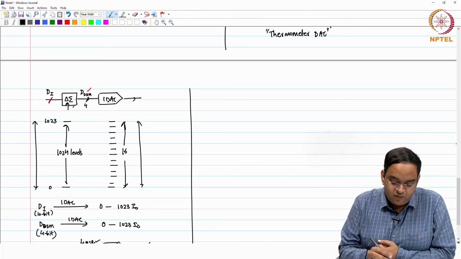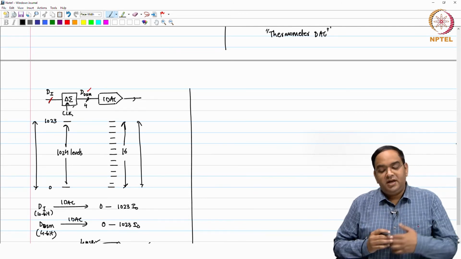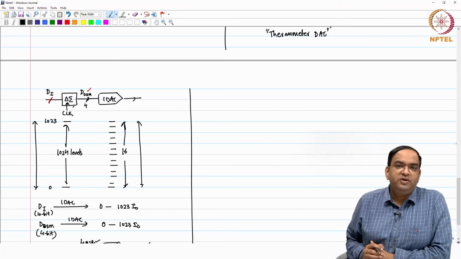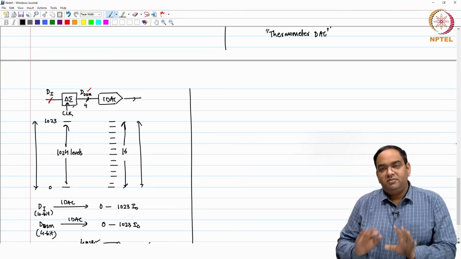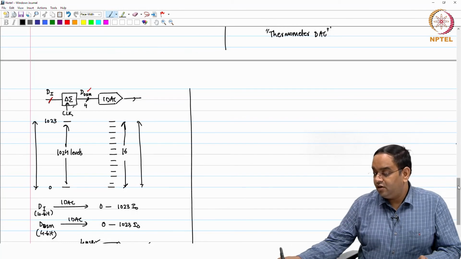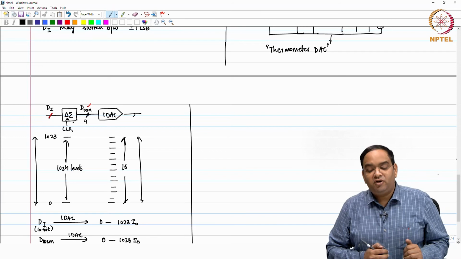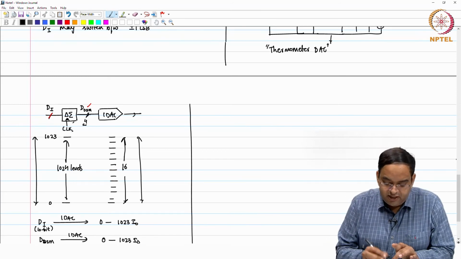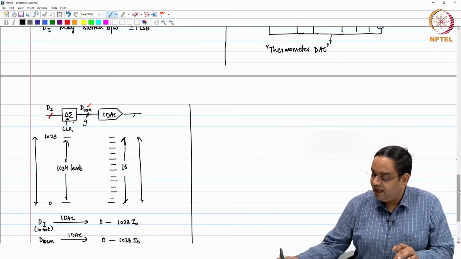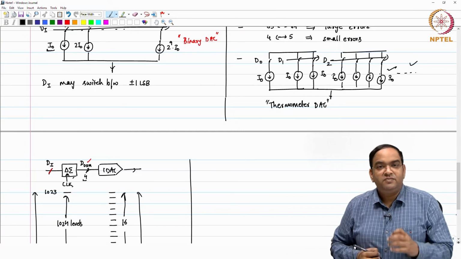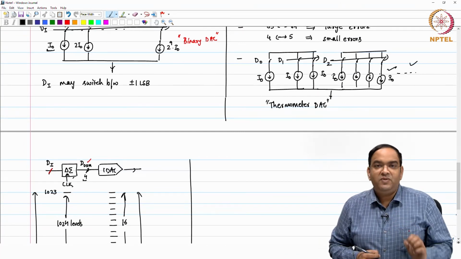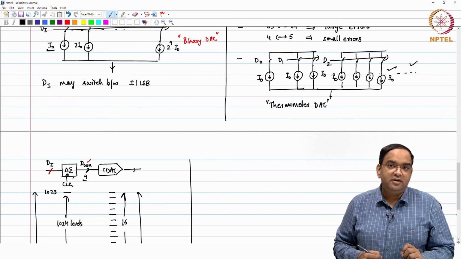And this delta sigma modulator actually operates at a certain clock. Depending on what the clock frequency is, you will see the noise shaping, but for now you can say that this is a technique which is used to reduce the number of bits. Now, implementing a 4-bit thermometer DAC here is much easier than implementing a 10-bit thermometer DAC.